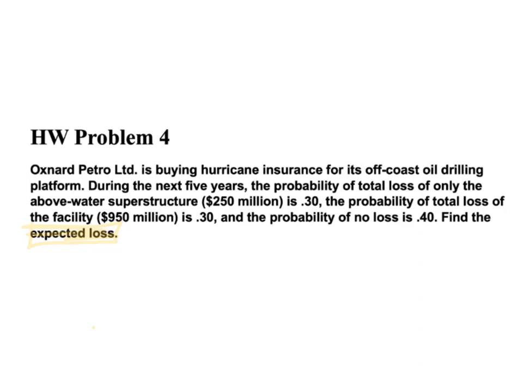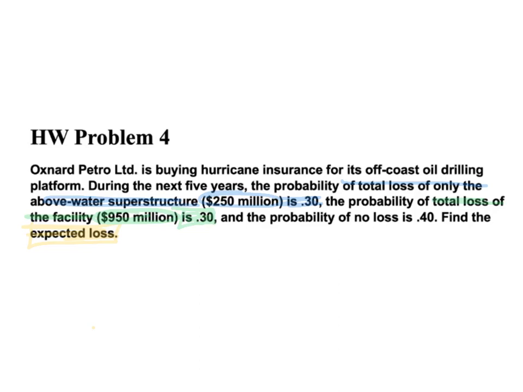One of the things that could happen is the loss of the above water superstructure, which would be a $250 million loss. And the possibility of that happening is 0.30 or 30%. The probability of a total loss of the facility, I guess the whole thing, which would be a bigger loss, right? Because you'd be losing the entire facility, which is a $950 million loss. Again, there's a 30% chance that that would happen.